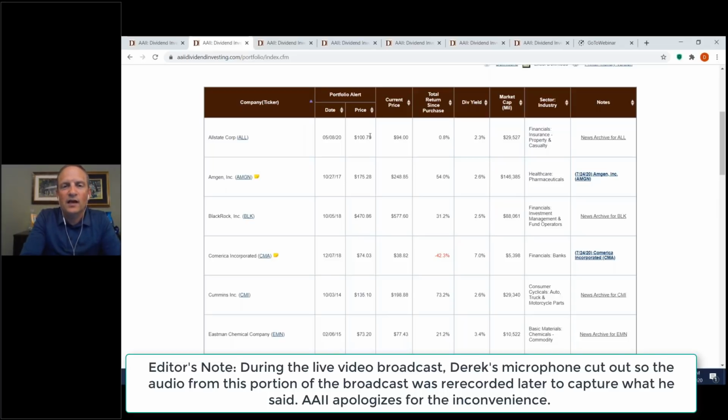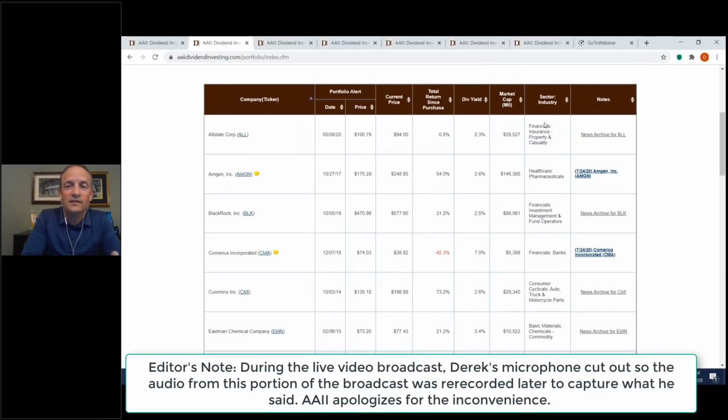You can see here that Allstate has a total return since purchase of less than 1%. This is the most recent addition to the DI portfolio. It was added a little more than 2 months ago in May. We are long-term investors, so we will be patient until our investment thesis has an opportunity to play out. We also show the current dividend yield, market cap, sector and industry classifications for each of the DI portfolio holdings.